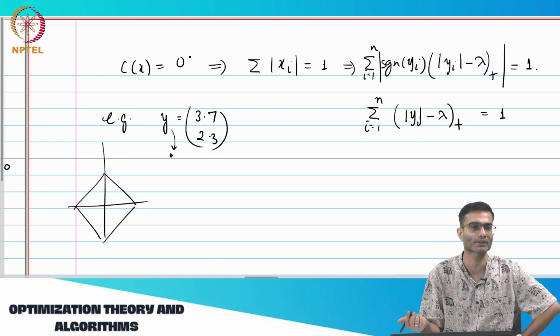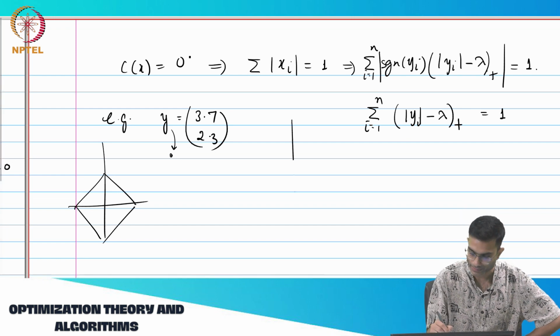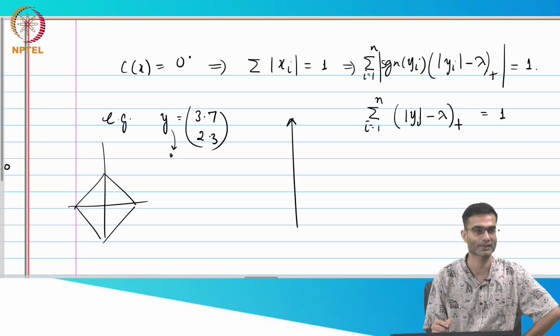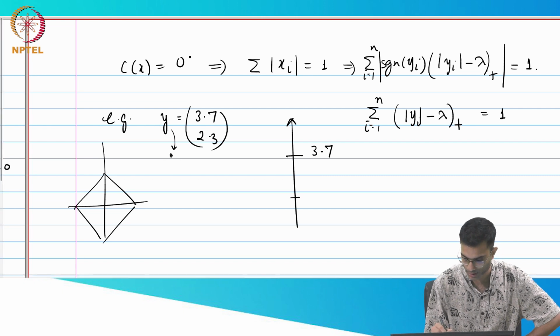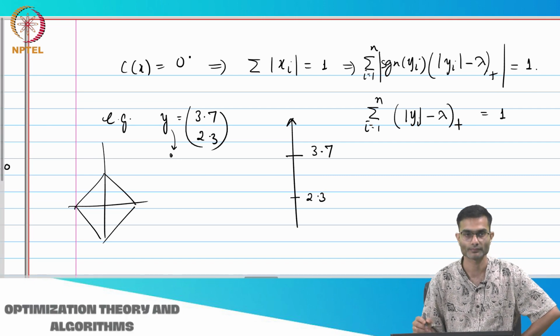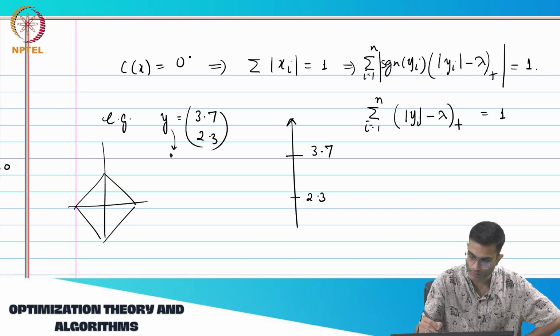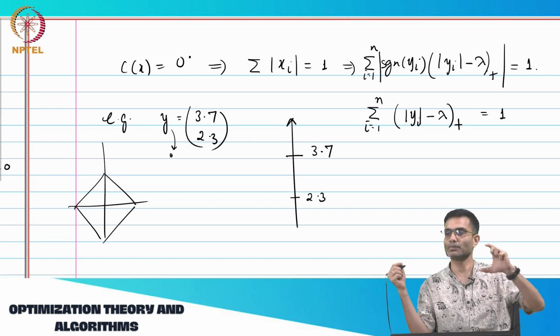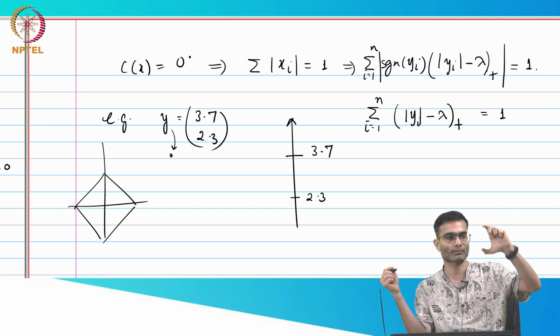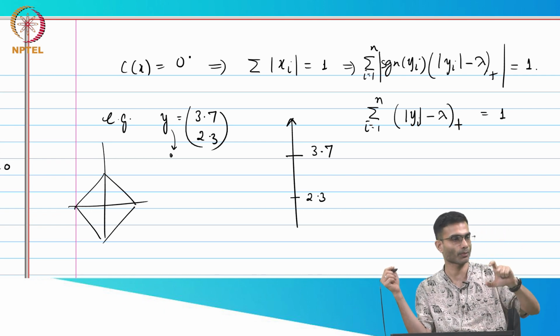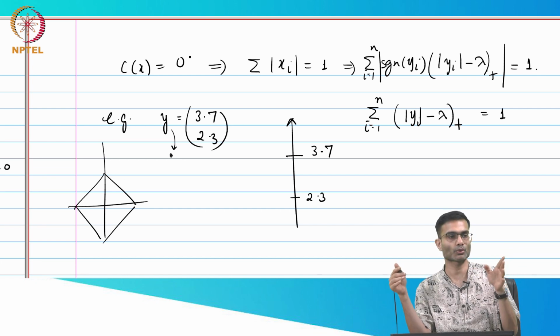So there's a very simple graphical way again of doing this. Let us take a vertical scale. Let's mark 3.7 over here. Let us mark 2.3 over here. Okay. Now each of these numbers, so you need to pay attention, each of these numbers I am subtracting lambda from it and then applying the plus operator to it. That thing should sum to 1.